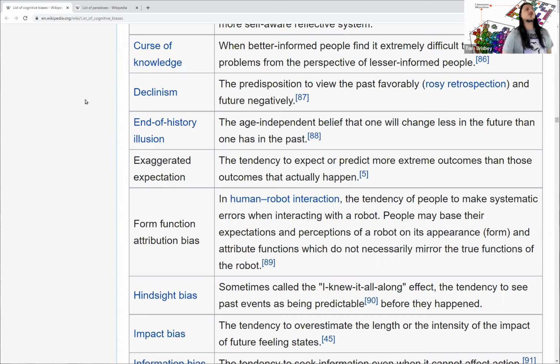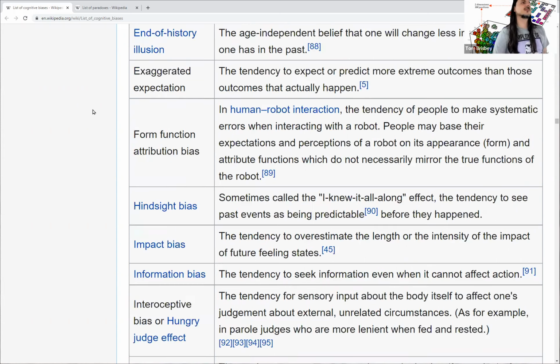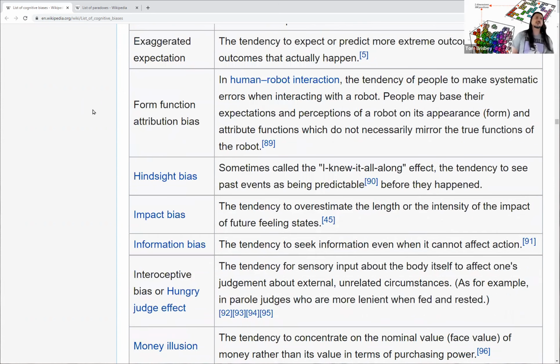Okay. Form function of attribution bias. In human robot interaction, the tendency of people to make systematic errors when interacting with a robot. People may base their expectations and perspectives of a robot on its appearance and attribute functions which do not mirror the true functions of the robot. So if it looks like a person, they'll be more likely to treat it like a person, even though it's just a plastic casing around the same metal box that could also be a flat screen TV.